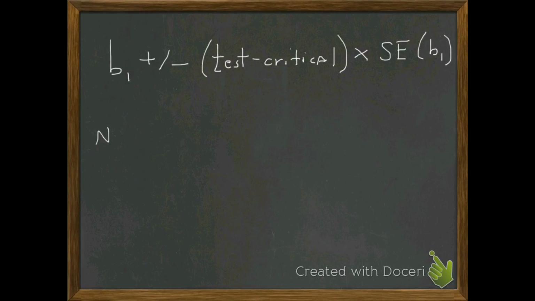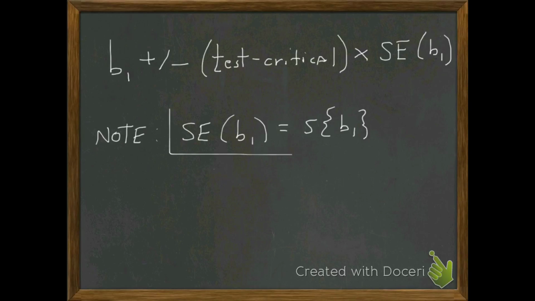Now I'm just going to go ahead and give you a note here. I know I'll do this, I'm going to try not to do it. But our standard error for B1 is sometimes written as S brackets B1. So these are interchangeable. I'll try my best not to interchange these, but I just about bet you anything that I will.